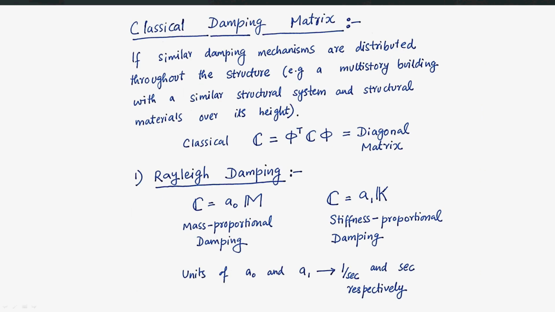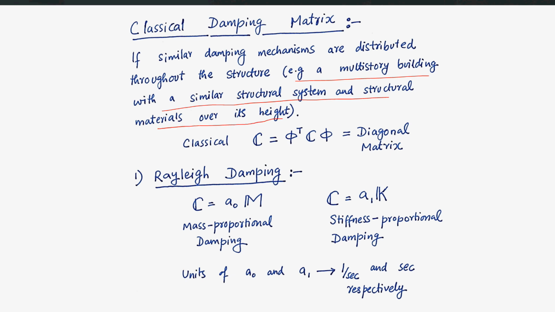So let's consider the most commonly used case for the construction of the classically damped matrix. The assumption of a classically damped matrix is a reasonable assumption if similar damping mechanisms are distributed throughout the structure. For example, a multi-story building with a similar structural system and structural materials used over its height.